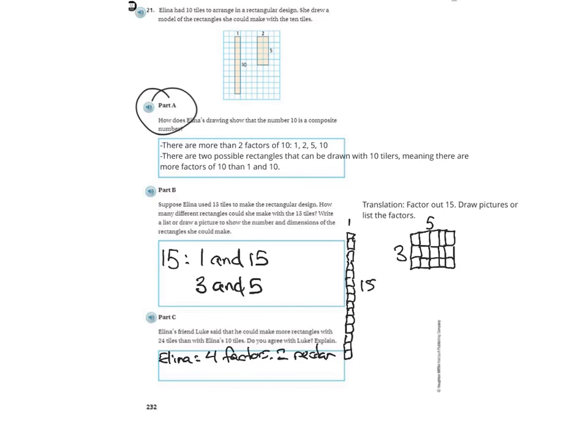I'm going to erase my little work right there. So she has 4 factors, 2 rectangles. That's it. Now let's look at Luke. We don't know about Luke yet, but we know he has how many? Well, he's got 24 tiles. So let's do this factoring. Let's do our factor pairs first. So I have 1 and 24.